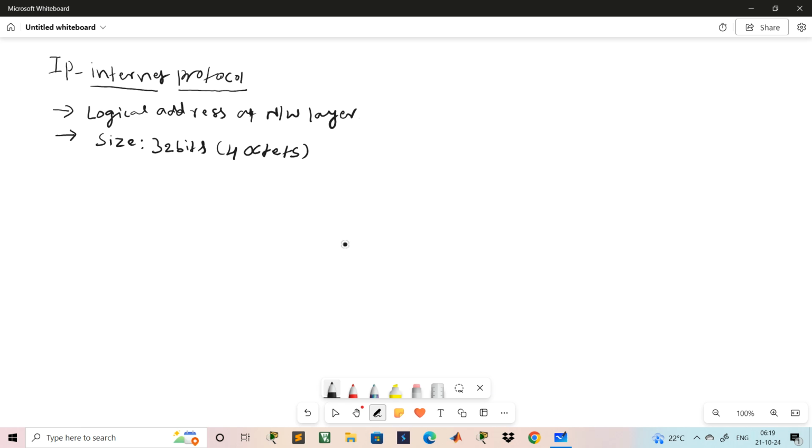It comes in the network layer. It's a logical address at the network layer. Size will be 32 bits. So first I'm going to represent what IP addresses are available. I'll write it in binary.